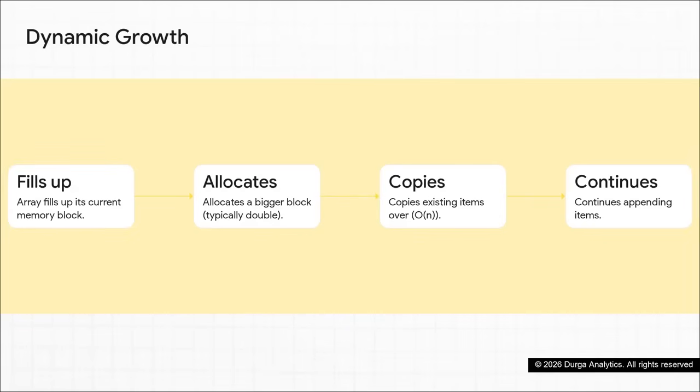First, your dynamic array fills up its current memory block. Second, the system quietly goes to the operating system and allocates a brand new, bigger memory block, typically double the original size. Third, it copies all the existing items over from the old block to the new one. Now, that copy operation is O(n), so yeah, it's expensive. But once it's done, step 4 kicks in, and it just continues appending items as usual into the newly freed space.